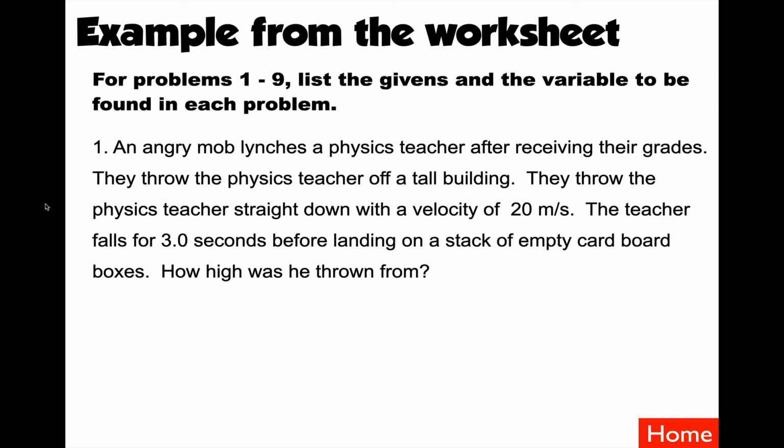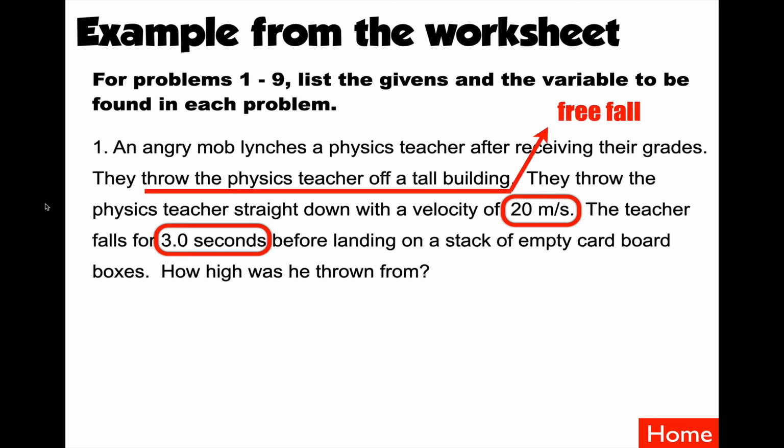Okay, easy ones. Let's go for the low-hanging fruit, unit clues. I see 20 meters per second, so that's one of my velocities. And I see 3 seconds, so that's going to be a time. That's easy. They throw the physics teacher off a tall building. That means gravity moves the physics teacher. They give it a head start, and then gravity takes over. That's free fall because the person cannot control their flight once they're in the air and gravity is moving them. Free fall. Let's see, anything else? Oh, the question. How high was he thrown from? How high? Well, that's a displacement. So that's going to be my x variable.